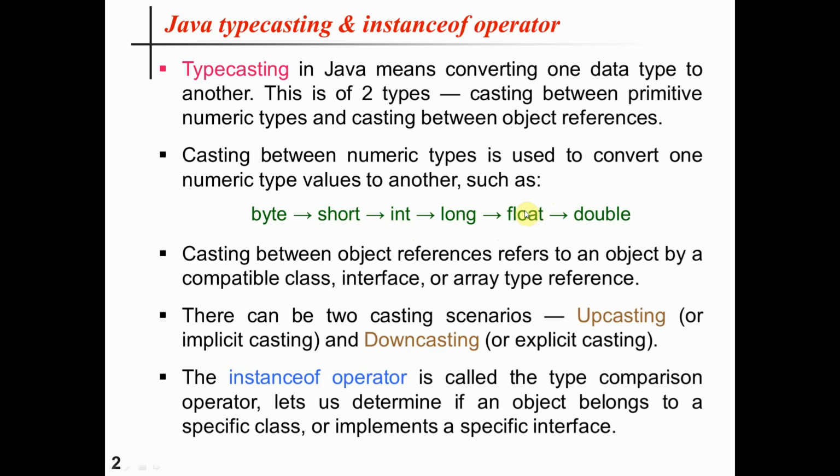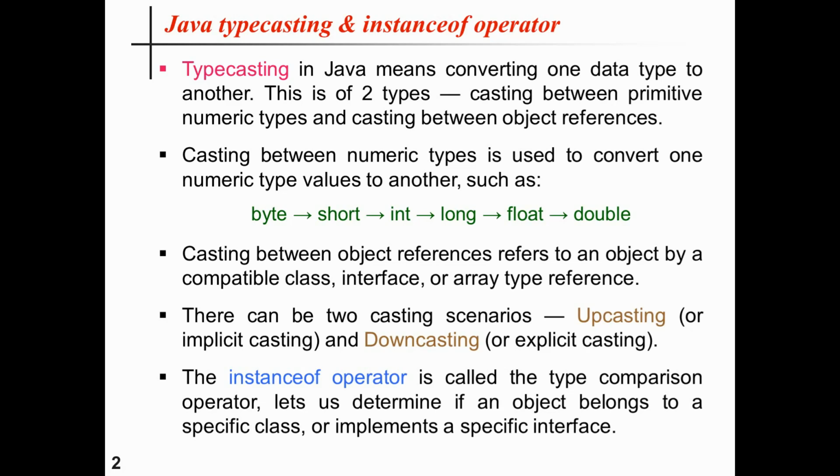Now, casting between object references denotes casting an object to a compatible class, interface or array type reference. There can be two casting scenarios: upcasting, or implicit casting, and downcasting, or explicit casting. So that is the idea to be used here.